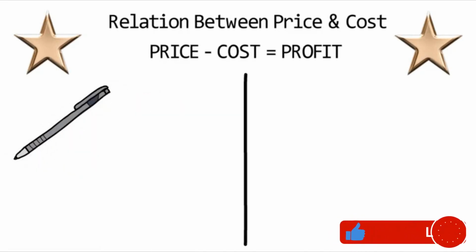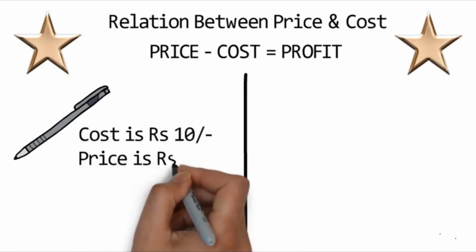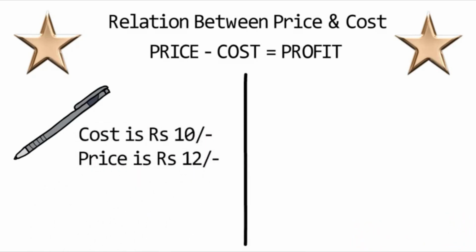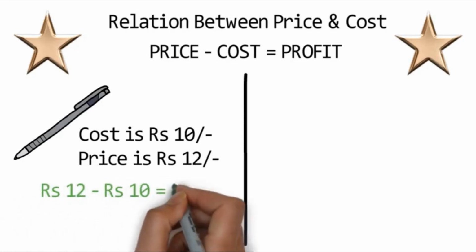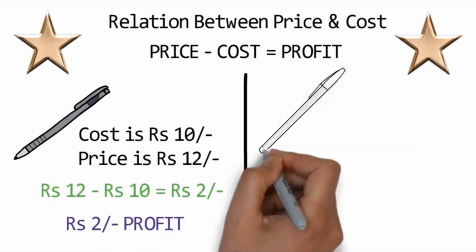Suppose the cost of the pen is 10 rupees, that is to produce one pen if it is taking 10 rupees, and the price at which it is sold is 12 rupees. Now the profit will be 2 rupees, that is profit is calculated as price minus cost. The price is 12 rupees and the cost is 10 rupees. So if we sell it as 12 rupees, then we are getting the profit of 2 rupees.